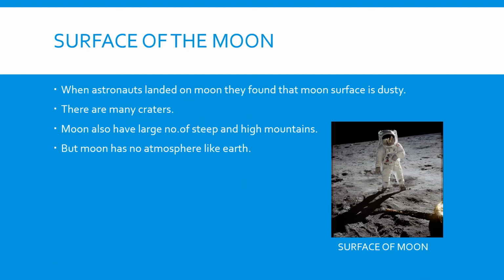Now our topic is the surface of the moon. When astronauts landed on the moon, they found that the moon's surface is dusty. They also noted that there are many craters on the moon. The moon also has a large number of steep and high mountains, but the moon has no atmosphere like Earth.